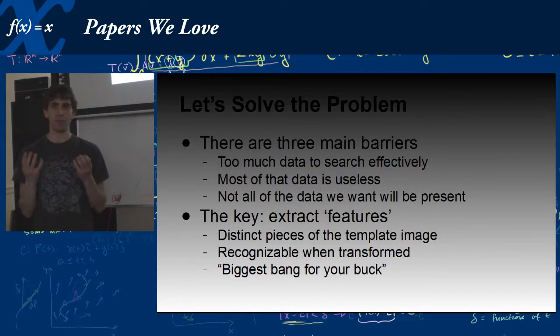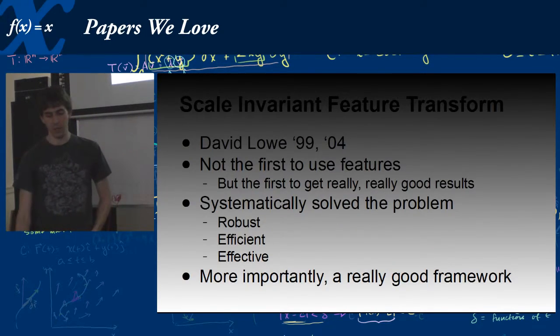We are going to extract features from the image, specific points in the image that look really distinct. And the important part about these features is that we want them to be recognizable even when they've been transformed in some way: rotated, scaled, under different lighting, all those different things. We want to get the biggest bang for your buck out of each bit of the image that we are looking over. So that brings us to SIFT, the Scale-Invariant Feature Transform.